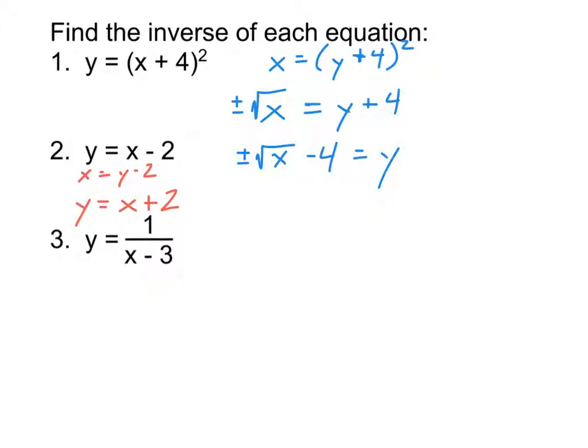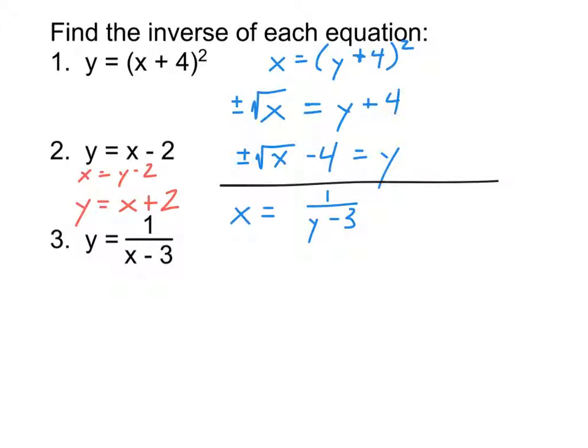All right, finally, for number 3, well, first step, of course, is the same. First step is something we're all very familiar with. We've done it lots of times. We switch x and y. So we got x equals 1 over y minus 3, and now we're solving it. And for some of you, it's easy to solve. For some of you, this is a challenge to solve because it looks kind of weird.